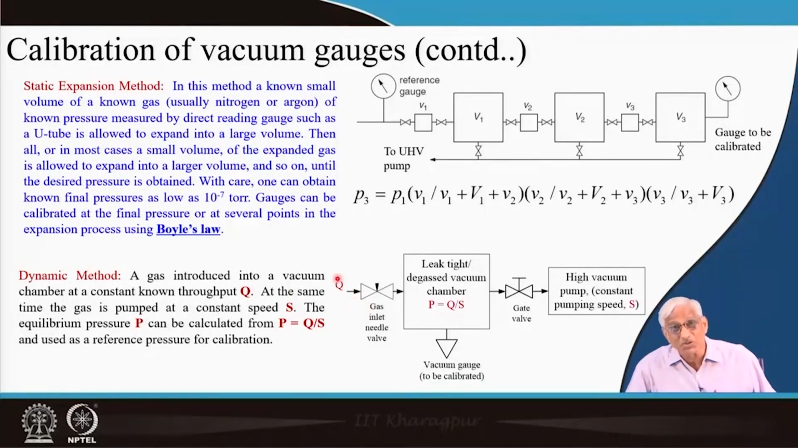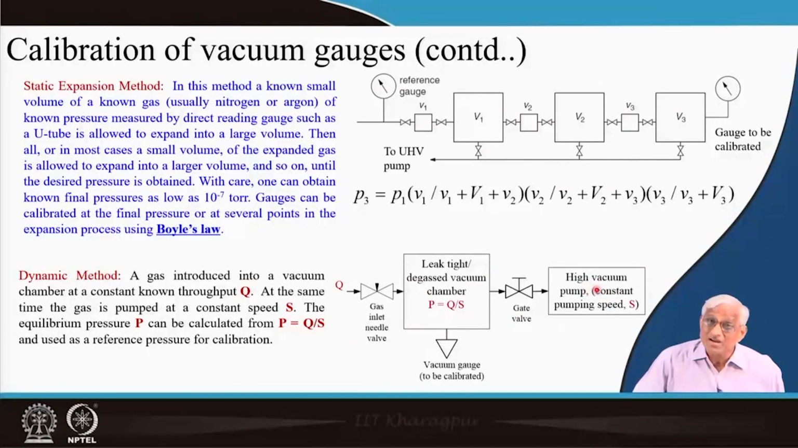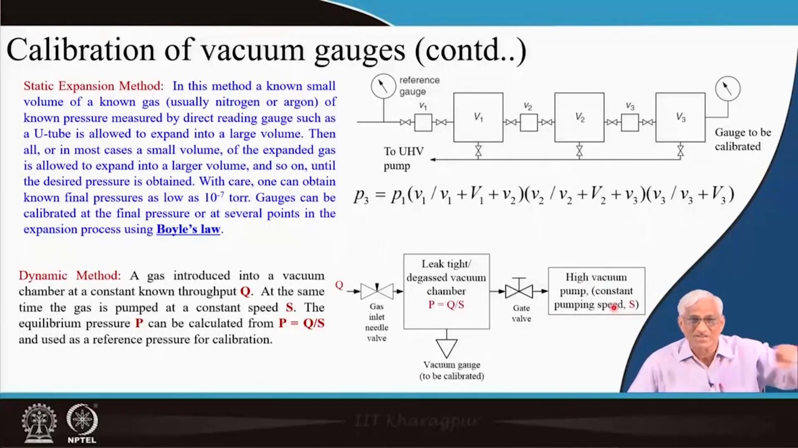So, if you can calculate throughput Q directly in vacuum technology standards, but indirectly it is only mass flow rate, and that is connected to a high vacuum chamber, which is evacuated by a pump having a constant pumping speed over a pressure range, like a diffusion pump or turbomolecular pump, all of them have a constant pumping speed range. So, that constant pumping speed S is coupled to a very high quality vacuum chamber without leaks or degassing, with an unknown gauge which we want to calibrate now. We connect it here. This is Q and this is my pumping speed S.